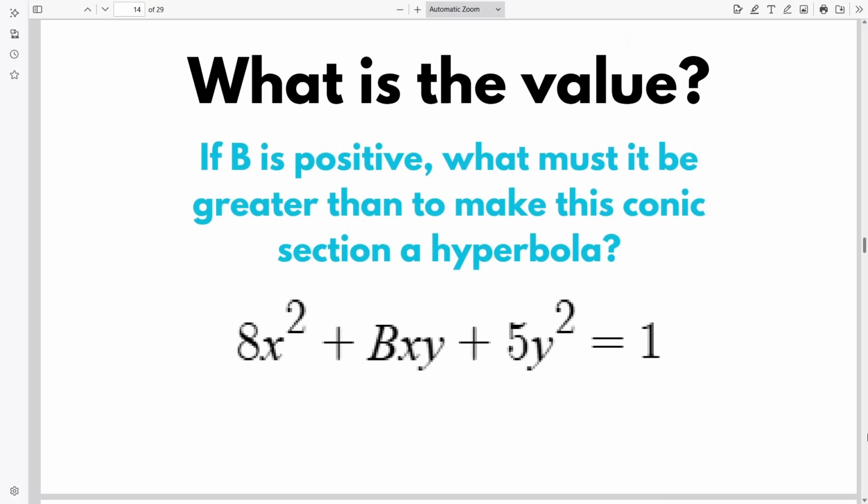So yeah, I'm quizzing you. If I could get away with this, no, you're getting quizzed. I hope you're paying attention. If b is positive, what must it be greater than to make this a hyperbola? I'll give you some time to figure it out. Pause the video.